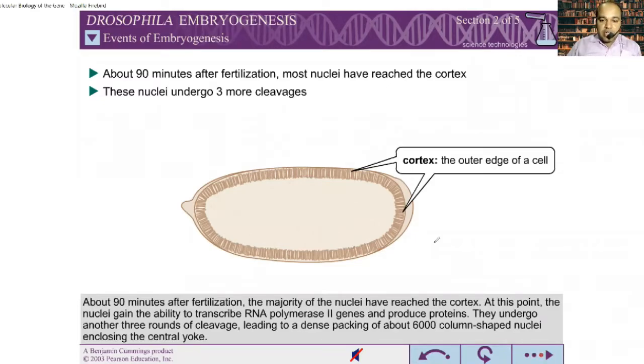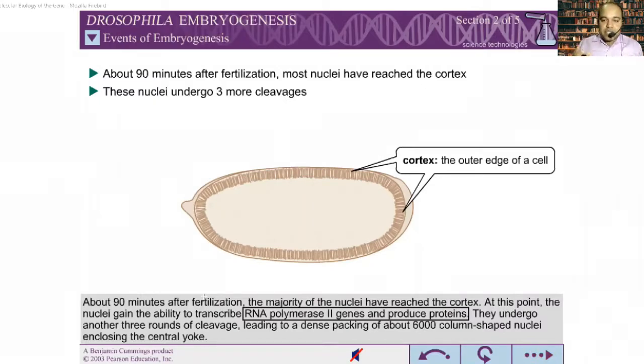Okay, so here once it is able to form this RNA molecule, it has the ability to transcribe the RNA molecule, RNA to genes, and then it will lead to the formation of proteins. इसके बाद में प्रोटीन को बनाना शुरू कर देगा. Once the protein molecules are produced, then these proteins will be utilized in the cell. They undergo another 3 rounds of cleavage, leading to a dense packaging of 6000 column-shaped nuclei enclosing the central yolk. Then they undergo further division.